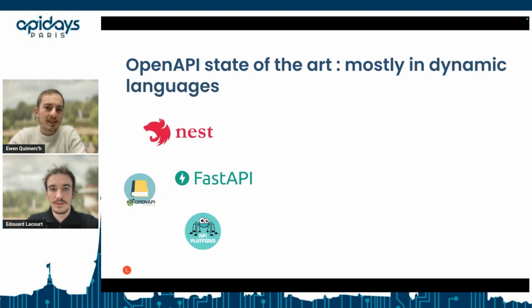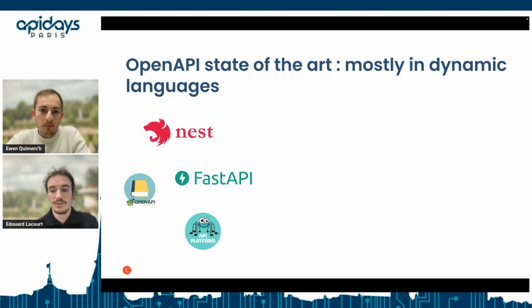So what's the state of the art of code-first frameworks for OpenAPI? We have Nest in TypeScript for JavaScript. We have FastAPI for Python and API Platform for PHP, for example. And these are all dynamic languages.